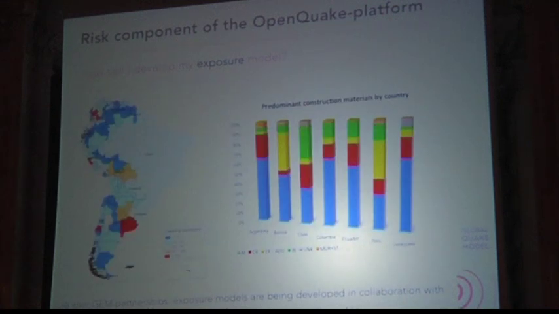Finally, we also aim to improve these exposure databases and data sets with the outcomes from the regional programs. Here I'm just showing an example of the exposure model that has been developed for the Andean countries within the South America project. And for each of the countries, we were able to estimate the number of dwellings, number of buildings, but also the fraction of all of these buildings in the different construction types.